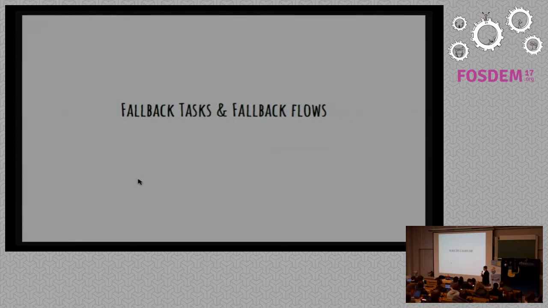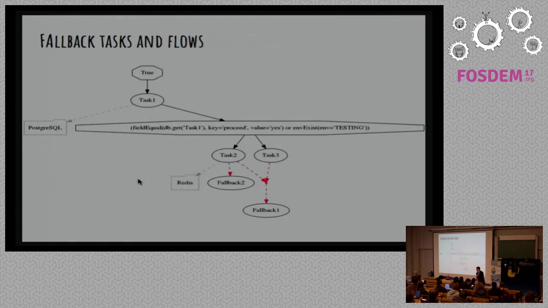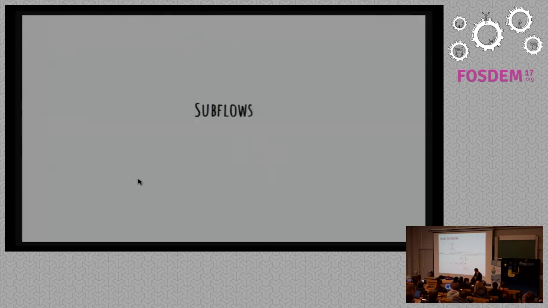Now, we want to have some granular control in our flow, so we want something that will give us a way to recover from failures, and this can be done using fallback tasks or fallback flows. The configuration is pretty straightforward. In your flow definition you provide failures and you state, hey, if nodes task 2 and task 3 at the same time fail, I want to run fallback 1. Another failure could be that only task 2 failed, and in that case we want to run fallback 2. If we visualize it, we can see that if task 2 and task 3 failed, we run fallback 1. In case of task 2 failure, we run fallback 2.